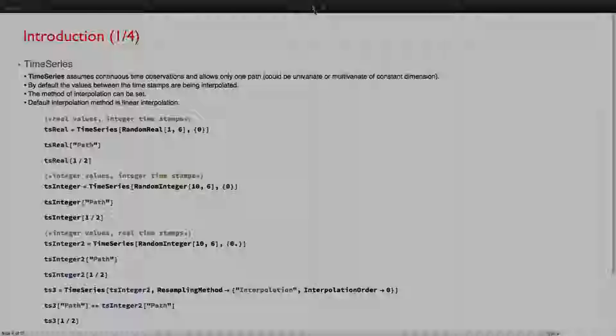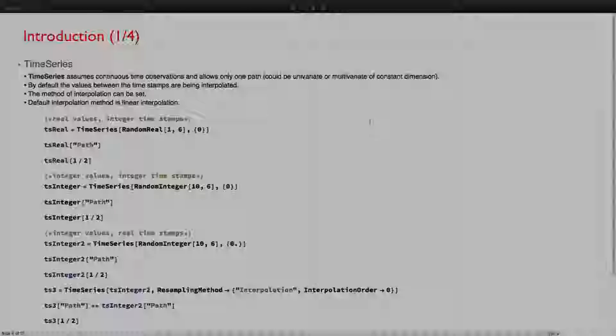So we have 3 types of serial data in Wolfram language. These are the time series, which is probably the most known, event series, and temporal data. And temporal data has existed in Mathematica since version 9. So that's the oldest object.